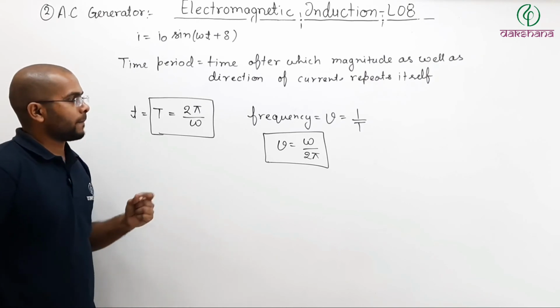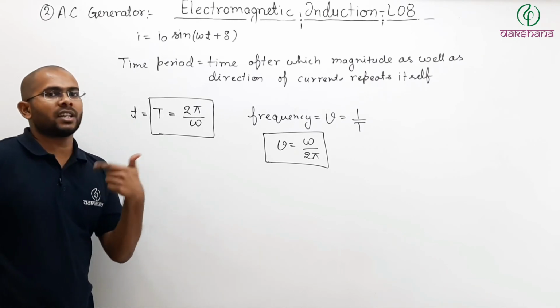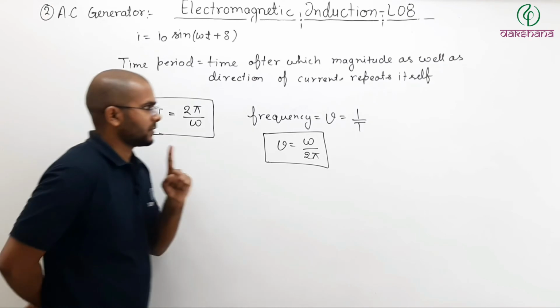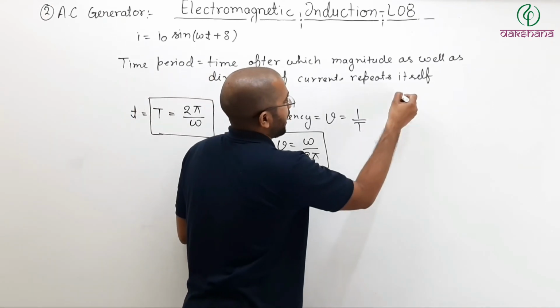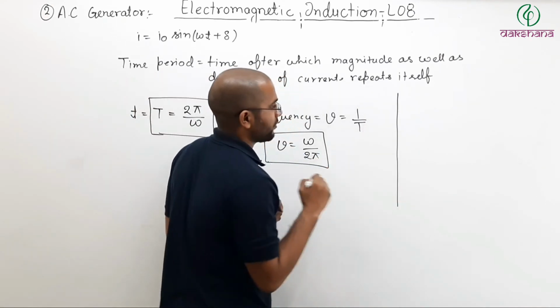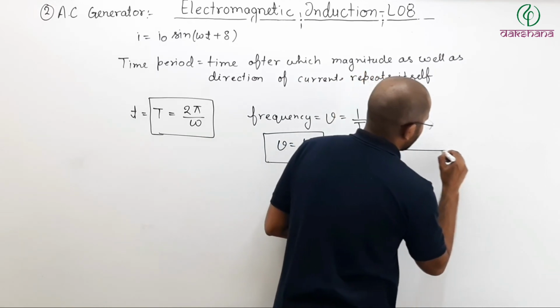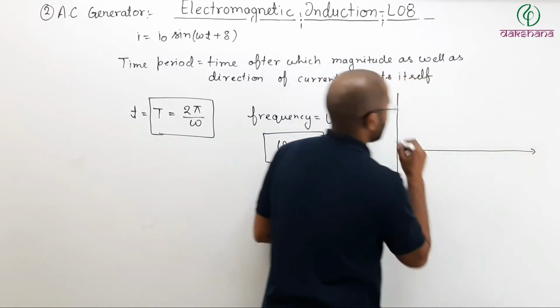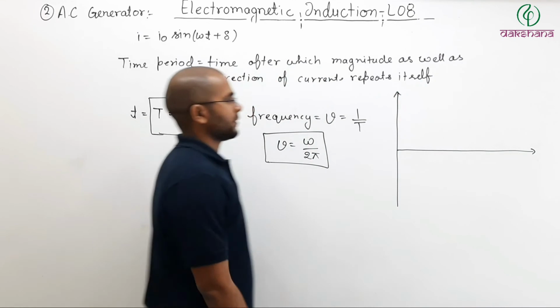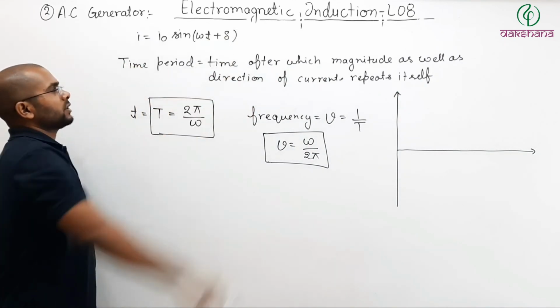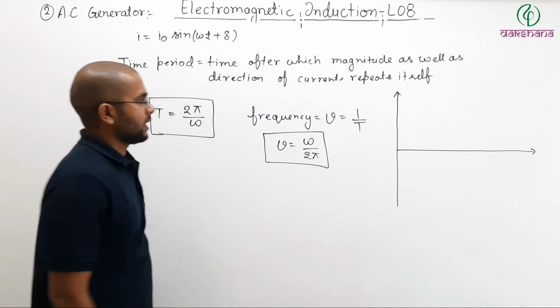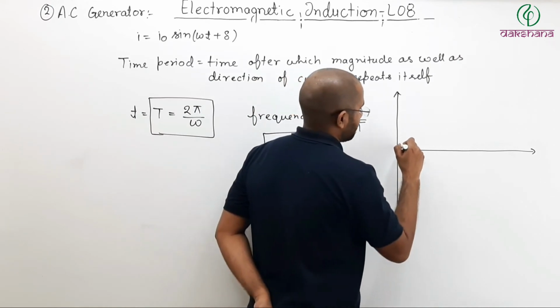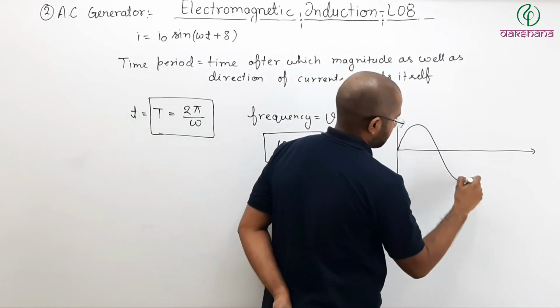After how much time does it change its direction? Remember, direction changing and repeating itself are two different things. For example, let us try to illustrate by drawing a graph. So if at t equal to 0, theta is 0, delta is 0, then I can draw my graph like this.